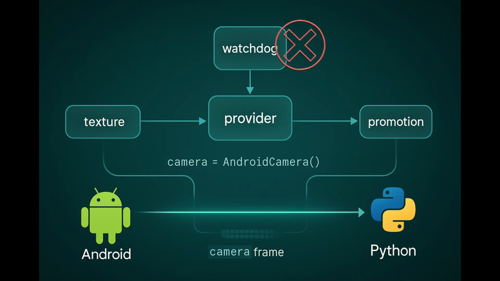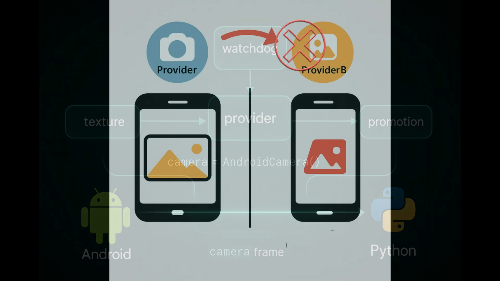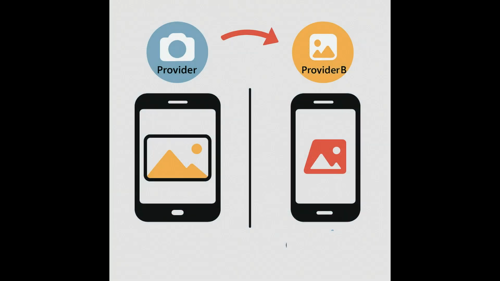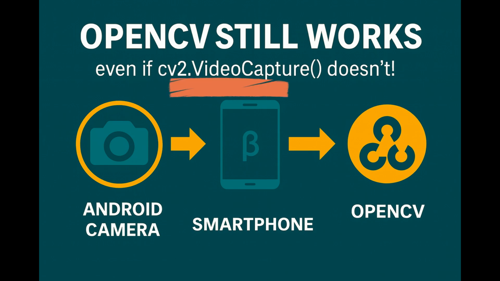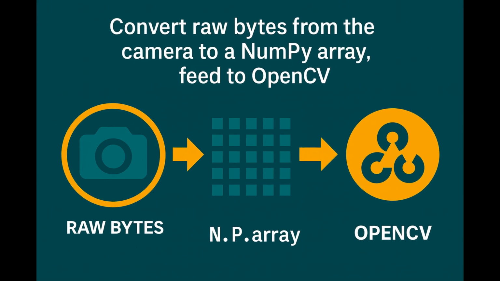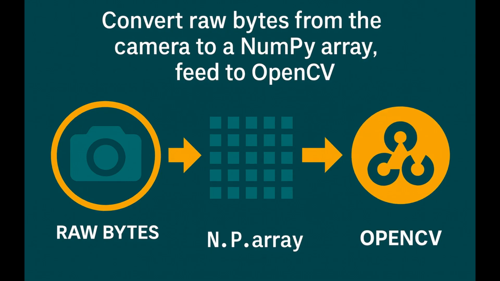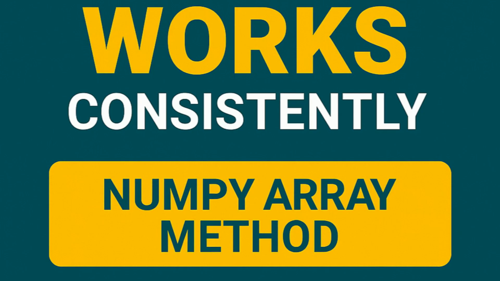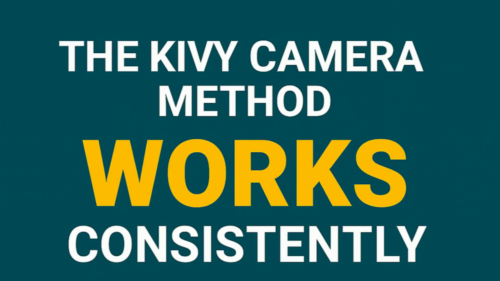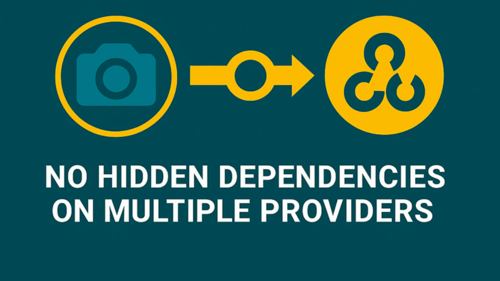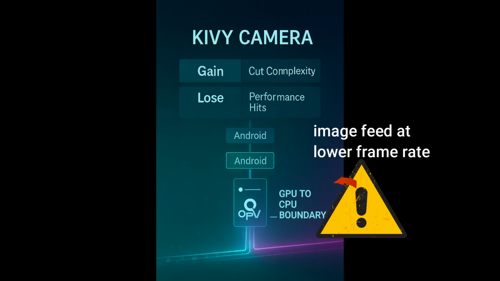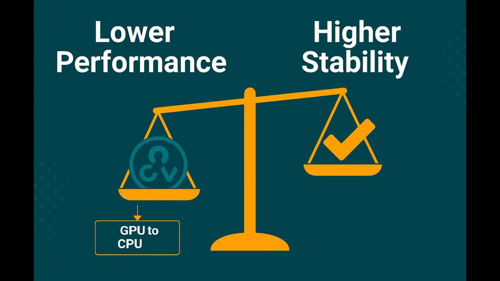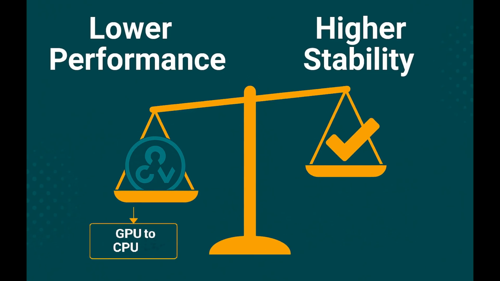It's a simpler design. Even without a watchdog, you can absolutely use this path with OpenCV. Instead of relying on cv2.VideoCapture, you pull the texture's raw bytes yourself, convert them into a NumPy array, and then feed them to OpenCV. This method works consistently across Android builds, no hidden dependencies, no extra provider required. The trade-off is performance. Because each frame crosses the GPU to CPU boundary, expect lower frame rates. That's the cost of control, but what you gain is stability and full visibility into what's happening with your feed.